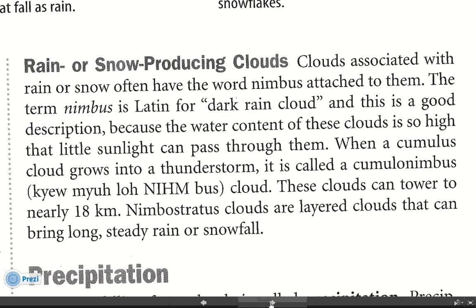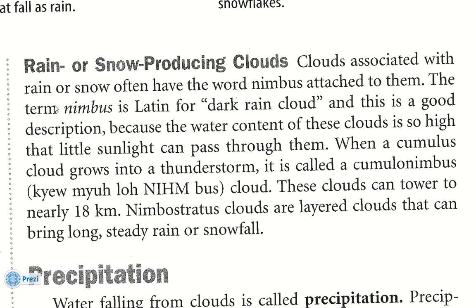All right, then we have rain or snow producing clouds. Clouds associated with rain or snow often have the word nimbus attached to them. The term nimbus is Latin for dark rain cloud, and this is a good description because the water content of these clouds is so high that little sunlight can pass through them.